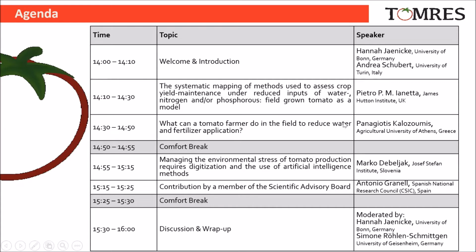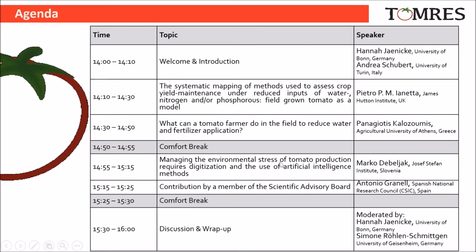We have 3 speakers. We'll start with Pete Iannetta from the James Hutton Institute, who will talk about the systematic mapping of methods, and he has a recording for us. He has recorded his presentation, but he's here, so you can also ask him questions later on. Then we have a presentation from Panos Kalosoumis from Greece, on what a tomato farmer can do in the field to reduce water and fertilizer application.